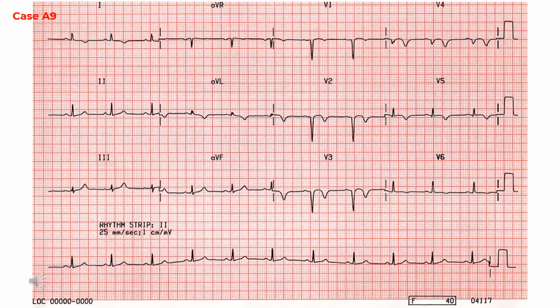Comment. The changes are those of recent anterior infarction. The late presentation of the patient probably contributed to the loss of myocardial muscle and subsequent development of Q waves. This patient had a significant loss of ejection fraction on echo.